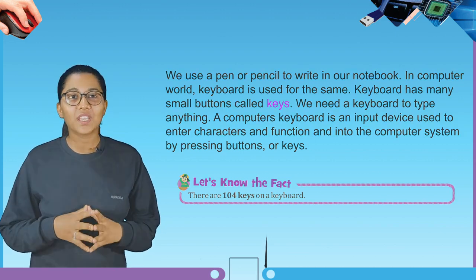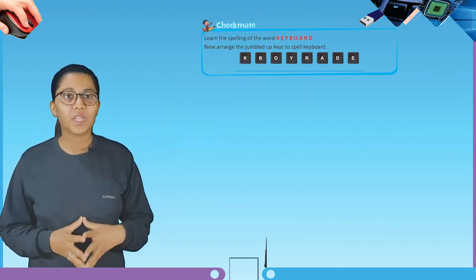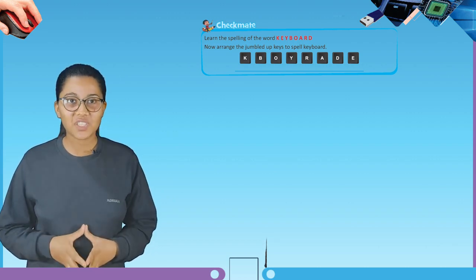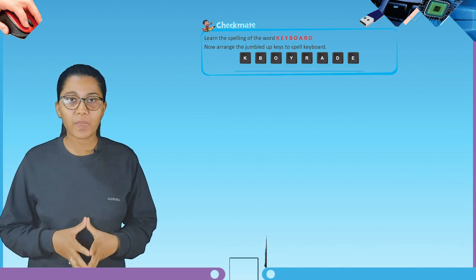Now we have checkmate. Learn the spelling of the word keyboard. Now arrange the jumbled up keys to spell keyboard.